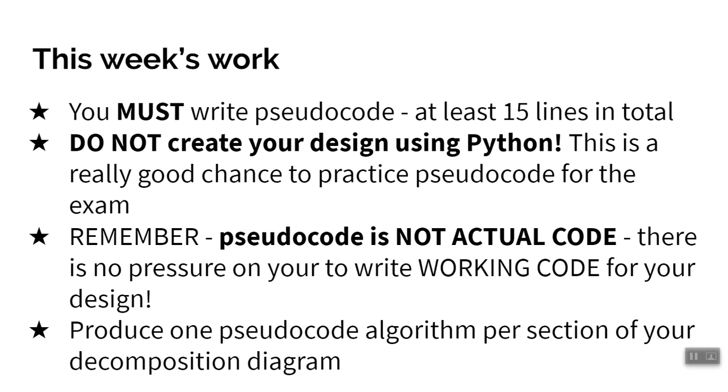And this is important. I need you to do one pseudocode algorithm per section of your decomposition diagram. So every single time you put a number box in your diagram, each one of those needs an algorithm to show how you're going to finish it and how you're going to complete it and how that problem is going to be solved. Okay? And that is the end really of the instructions for this week's lesson.